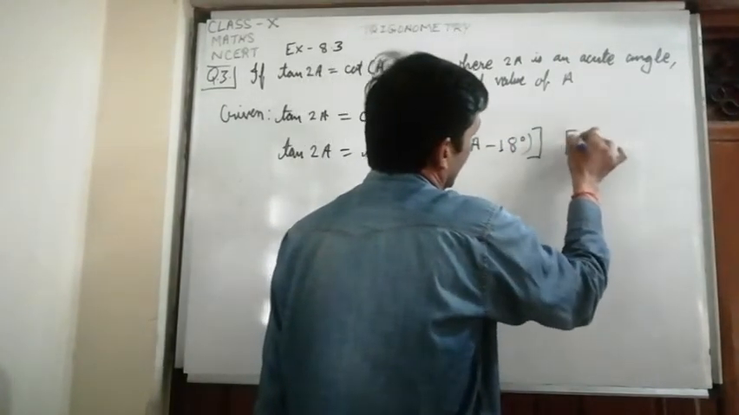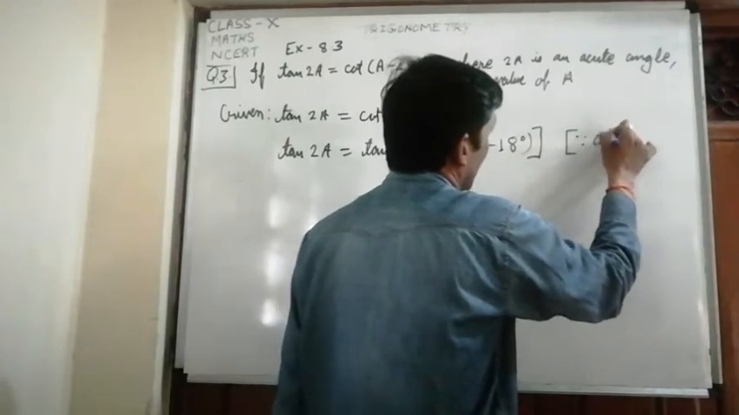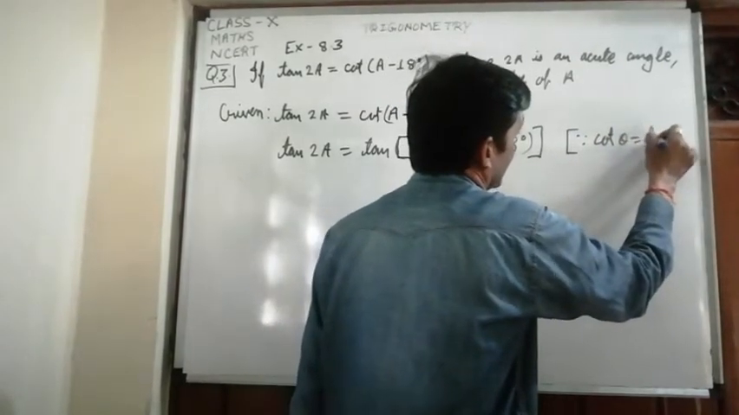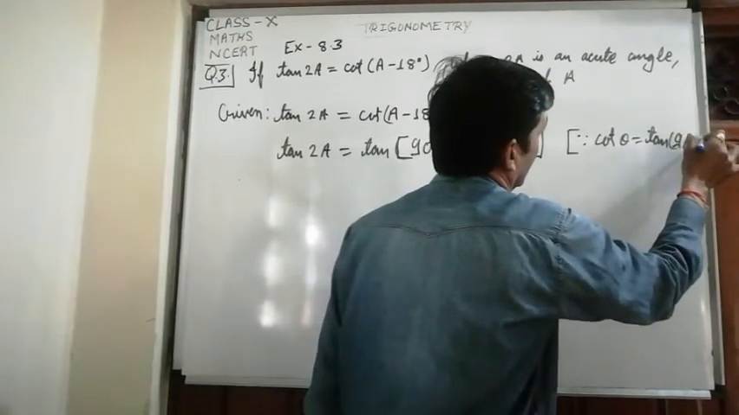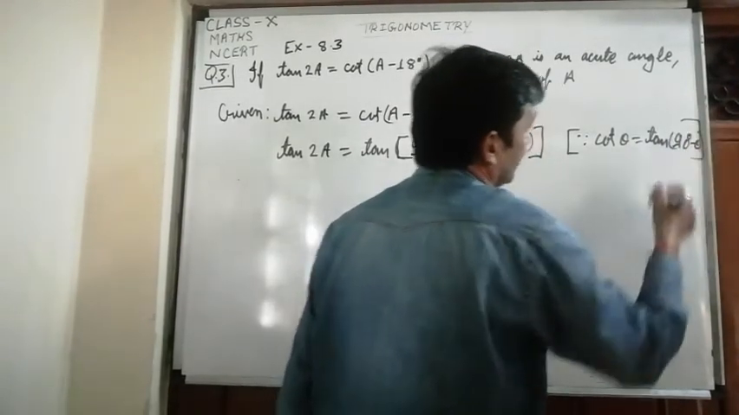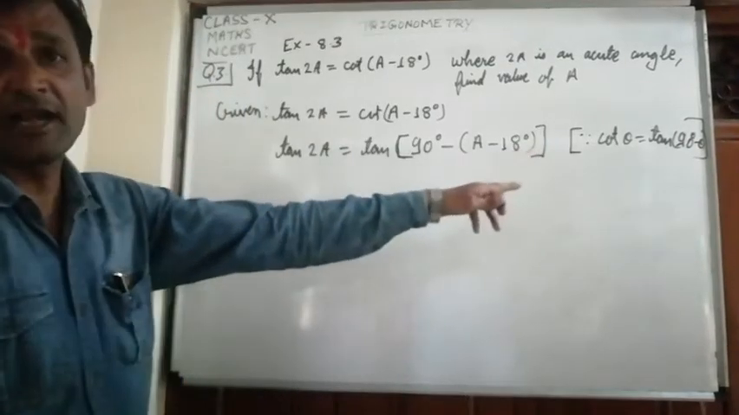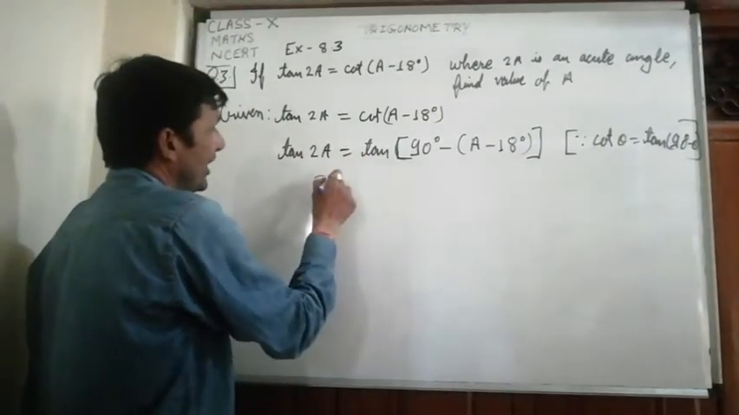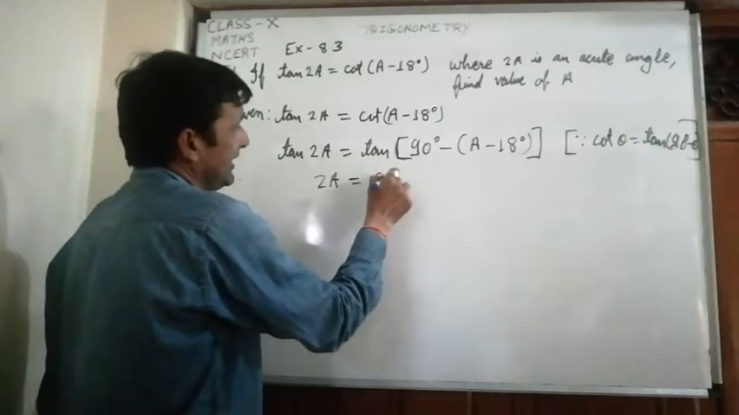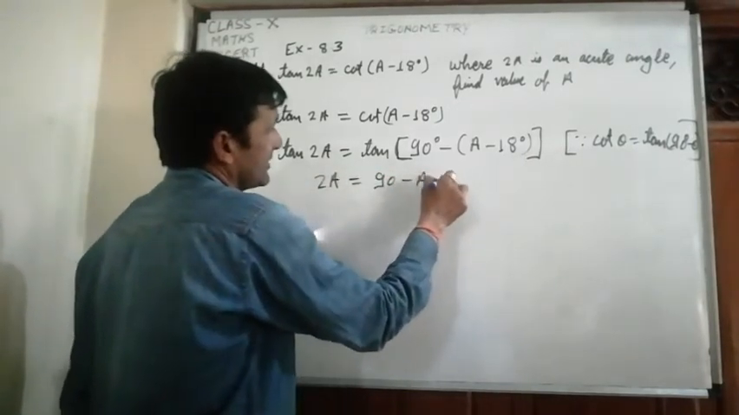Here we have to tell the reason, because cot theta we may write as tan (90 minus theta). This formula we have applied here. Cot theta is equal to tan (90 minus theta). So then tan will be cancelled. So 2a is equal to 90 minus a plus 18 degree.